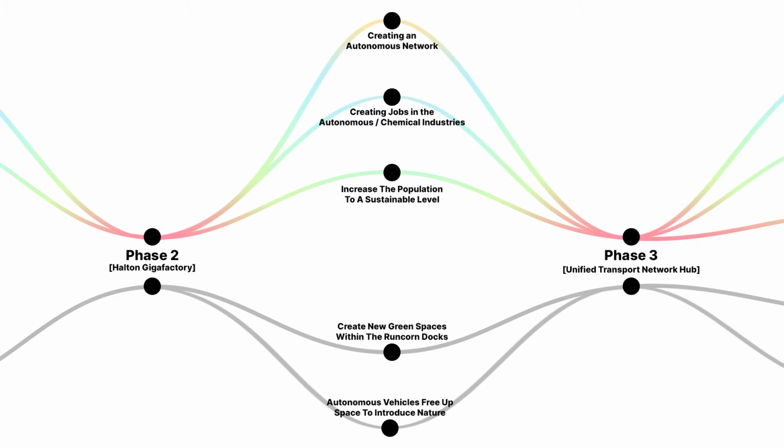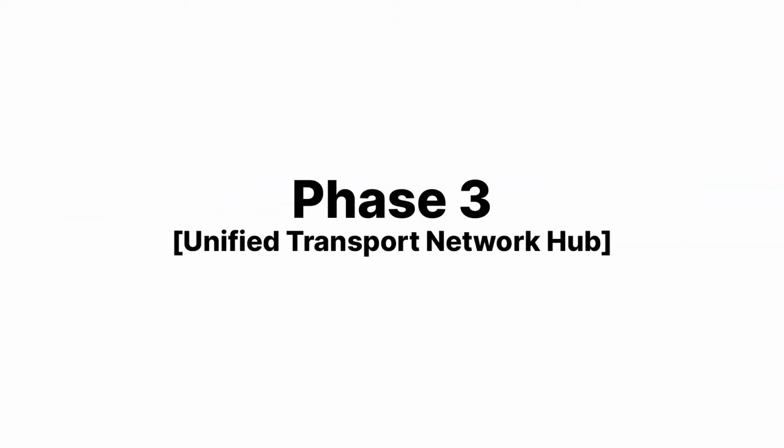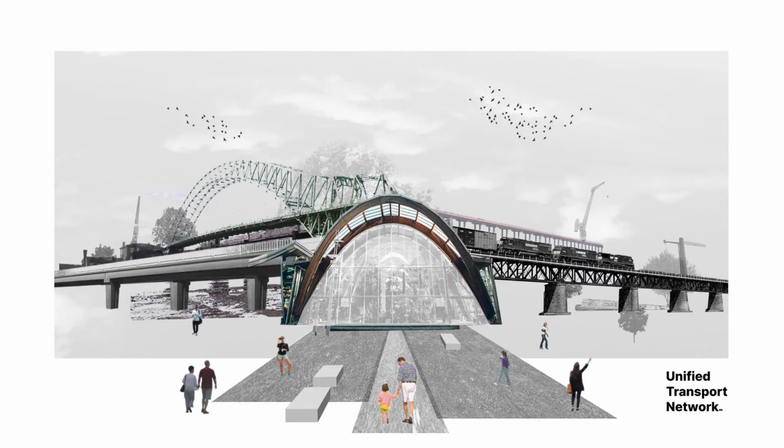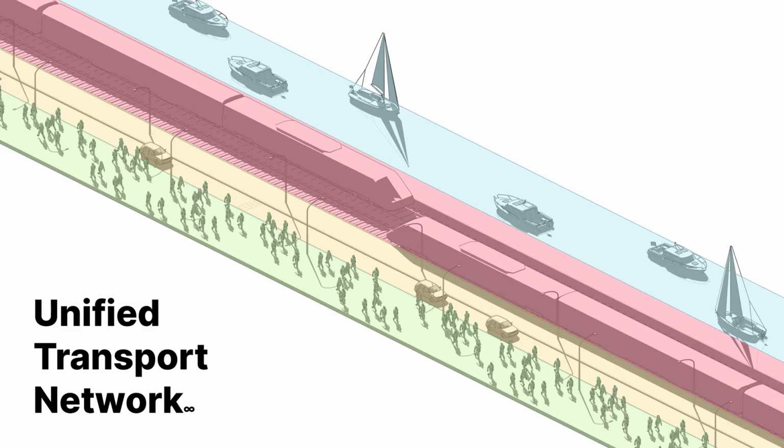Phase 2, Halton Gigafactory. Creating an autonomous network, creating jobs in autonomous chemical industries, increasing the population to a sustainable level, creating new green spaces within the Runcorn docks. Autonomous vehicles free up the space to introduce other nature spaces. Phase 3, Unified Transport Network Hub. This area includes the different transport links, and we want to bring these together in one singular node. Our initial ideas on how the unified transport network could work.